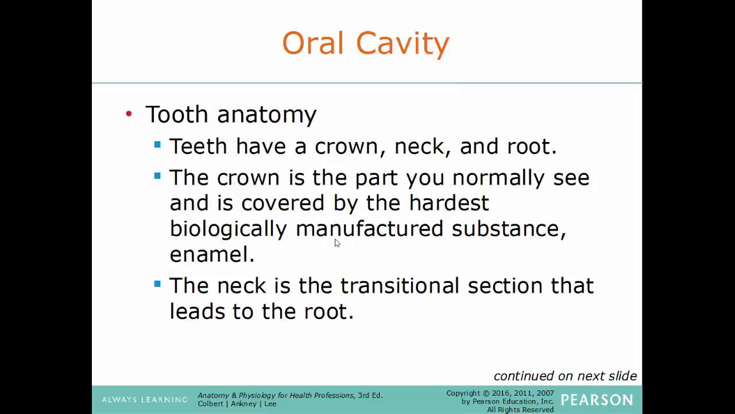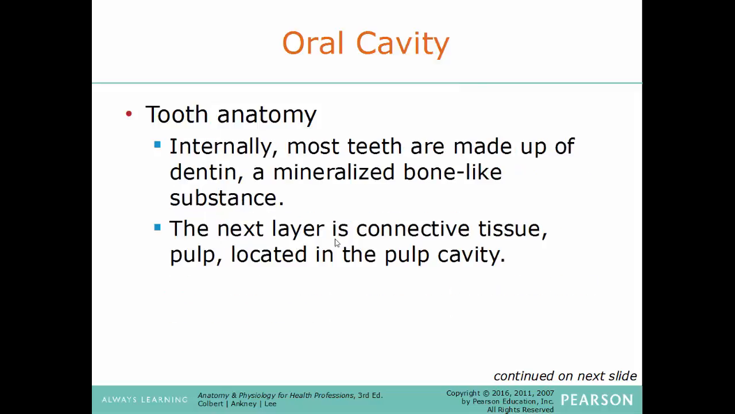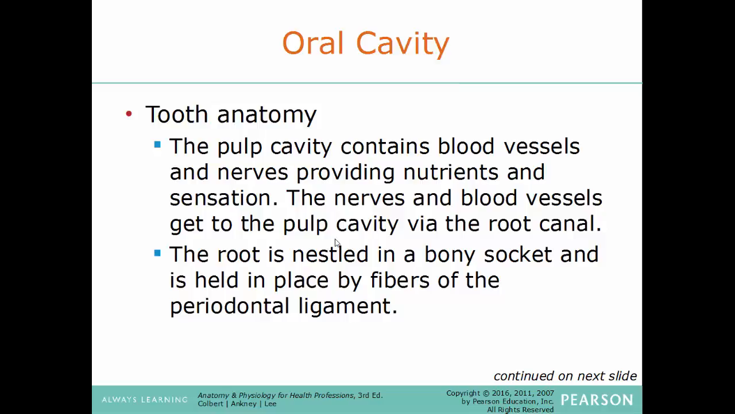I'll now talk about some tooth anatomy. Teeth will have a crown, a neck, and a root. Now the crown is the part that you see sticking out of the gum, and normally is covered by the hardest biologically manufactured substance that's known as enamel. Now the neck is the transitional section that leads to the root. Now internally, most teeth are made up of a structure called dentin, which is a mineralized bone-like substance. And the layer more internal to that is the pulp, which is found in the pulp cavity. Now this pulp cavity will contain blood vessels and nerves, providing nutrients and sensation.